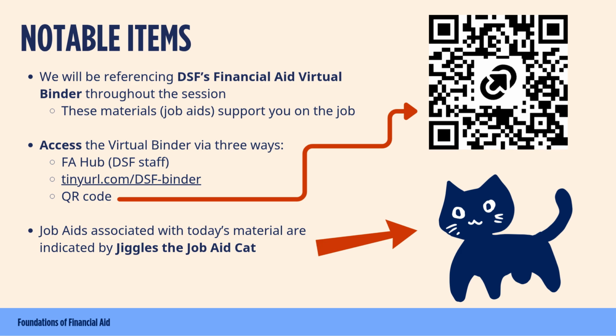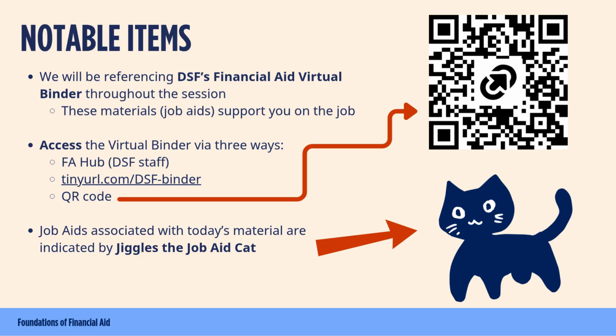A few things to note. One is that we will be referencing DSF's financial aid virtual binder throughout the session. These are materials that we call job aids that are intended to support you on the job that you can reference while you're working with students and families. There are 3 ways you can access this binder. If you are a DSF staff member, you can go to the Financial Aid Hub to click on the link. If you're not a DSF staff member or you don't have the Financial Aid Hub handy, you can use the tiny URL that you see on your screen, or you can scan the QR code.